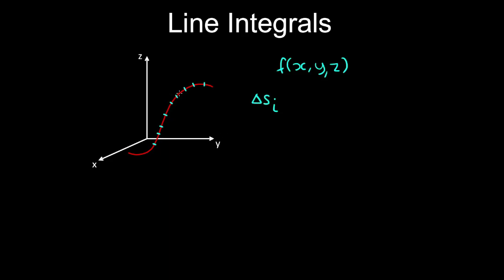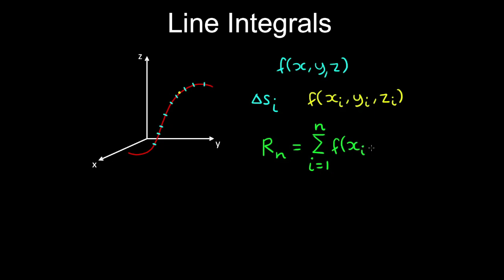And if we choose a point arbitrarily in each segment, so in segment i, we evaluate the function at the point with coordinates x_i, y_i, and z_i, then we can write a similar form of the Riemann sum as we did for normal integrals, double integrals, and so on. So we have the sum from i equals 1 to the number of segments dividing the curve of the function evaluated at x_i, y_i, and z_i, and that's multiplied by the arc length of segment i.